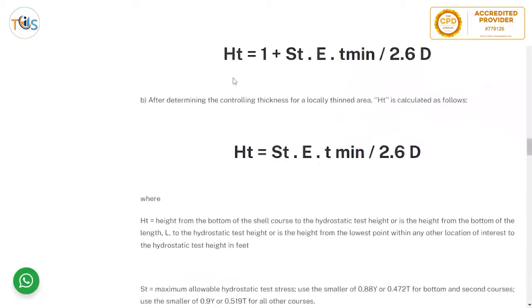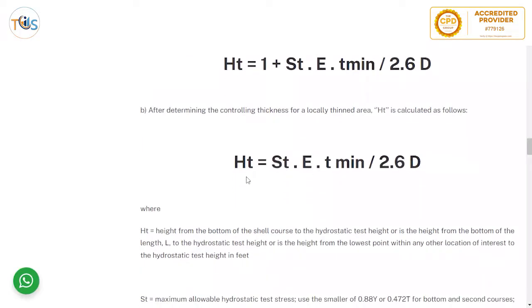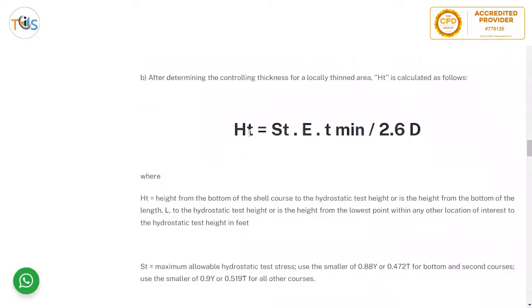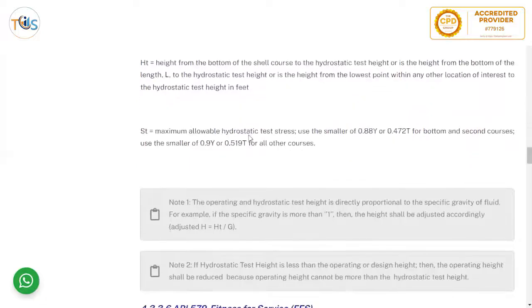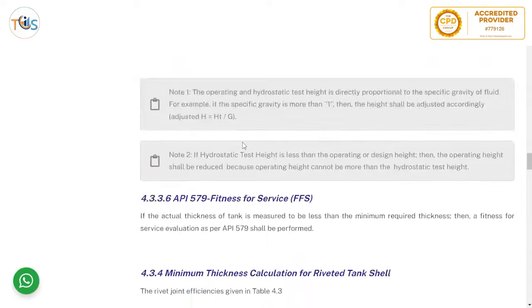So here you have to use H for the entire course: the whole height up to where you do the hydro test. If it is a locally thin area, it will be from that point up. So if the height of that locally thin area is, say, 2 feet or 3 feet or 10 feet, you have to reduce that from the whole height that is tested. So here the HT would be different for a locally thin area. And ST is the maximum allowable hydrostatic test stress that you can find.